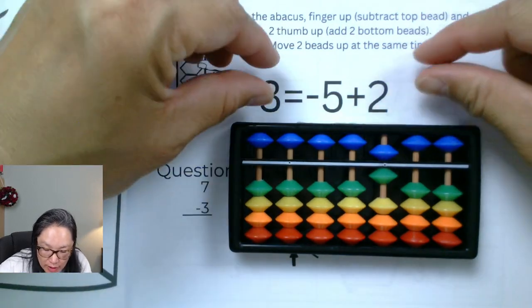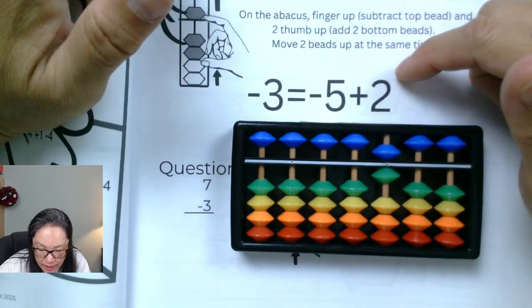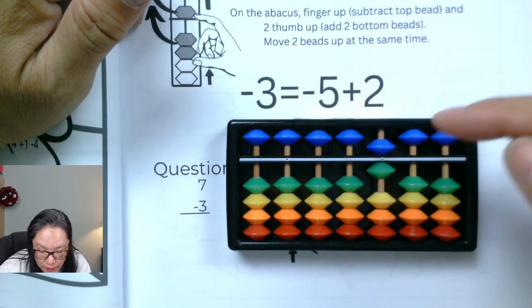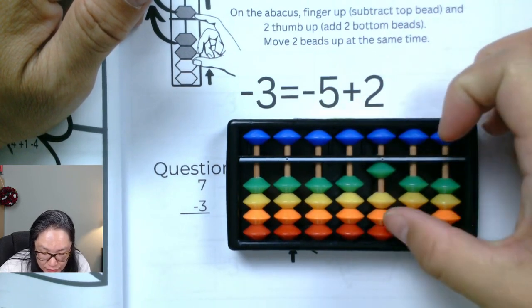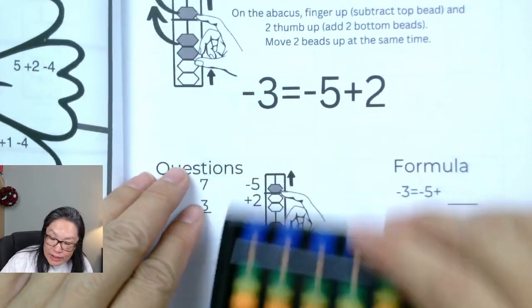So understanding this is what we're memorizing, right? Because we're understanding how to move the beads. Minus the 5, we want to take away the 5 and we're going to add the 2. So my final answer is 3. We can do it again.